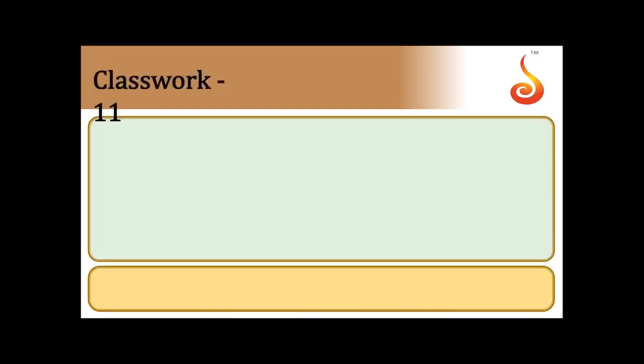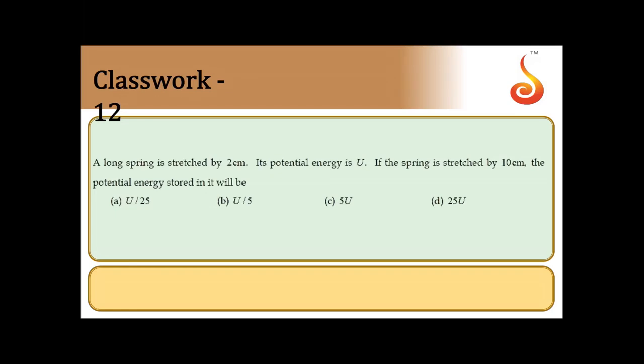Okay, we shall move on to the next one. A long spring is stretched by 2 centimeter. Its potential energy is U. If the spring is stretched by 10 centimeter, potential energy in it will be? So, we know that potential energy stored in a spring is given by half kx square. When it is stretched by 2 centimeter, it will be half k into 2 square, x is displacement. So, 4 by 2 is 2, that is 2k.